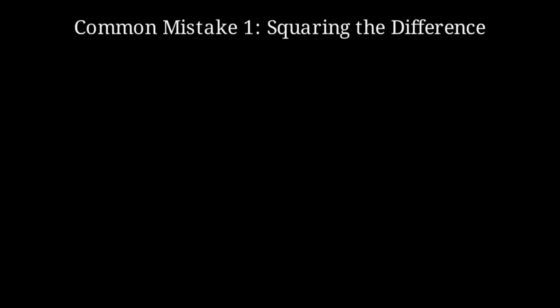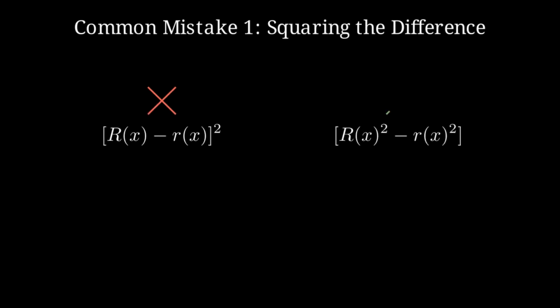The most common mistake is squaring the difference of the radii. Remember, the area of a washer is the difference of two areas. Mathematically, r squared minus r squared is not the same as the quantity r minus r squared. Always square each radius individually before subtracting them in your integral.